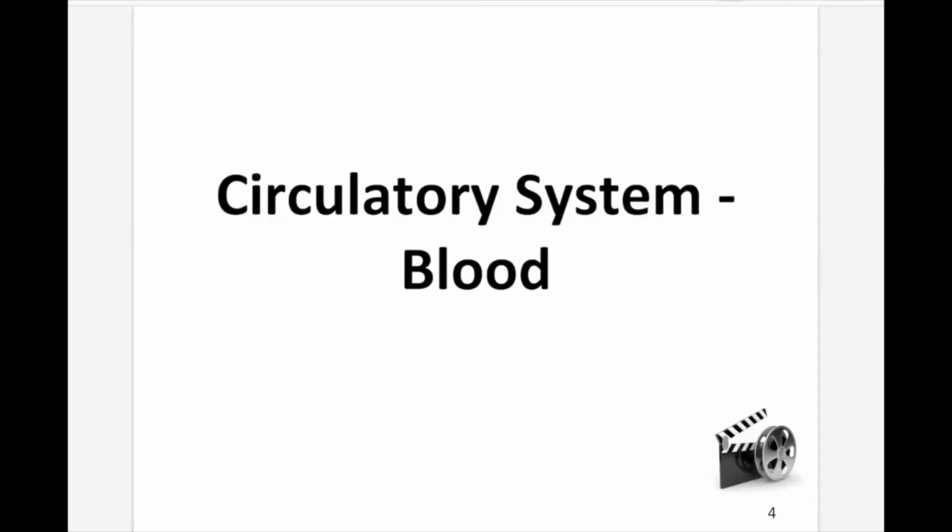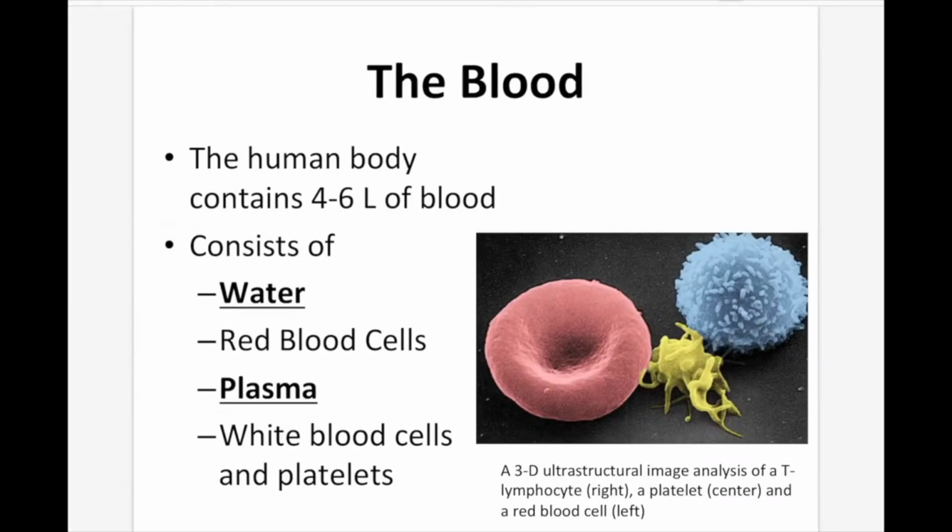Circulatory system, blood. The human body contains 4 to 6 liters of blood. That's a lot of blood. And it's going to consist mostly of water, red blood cells, plasma, and then some white blood cells and platelets. And I really love this picture because it's a 3D image of the 3 main blood cells we're going to be talking about. We're going to have our red blood cells, our white blood cells, and these are going to be our platelets. So we're going to learn a lot more about those shortly.